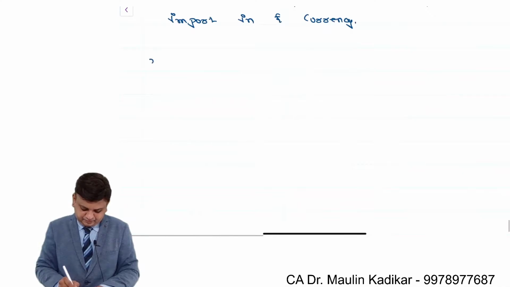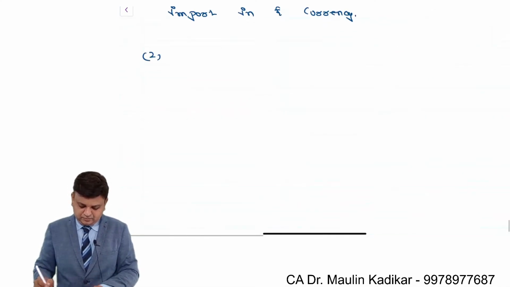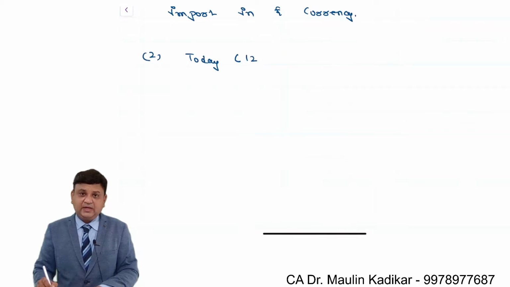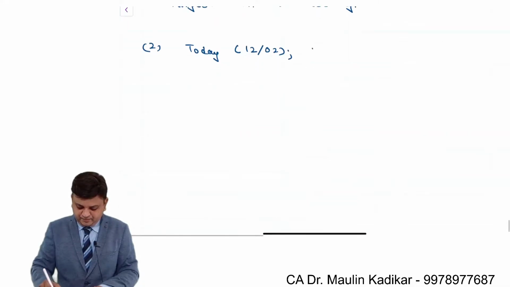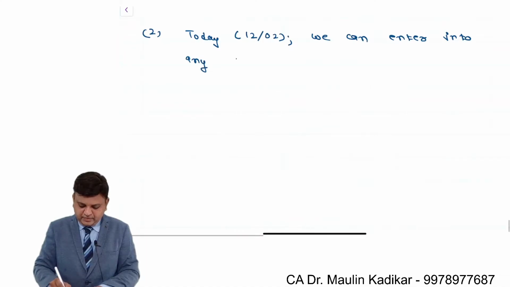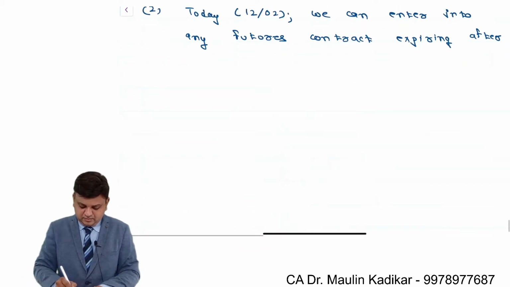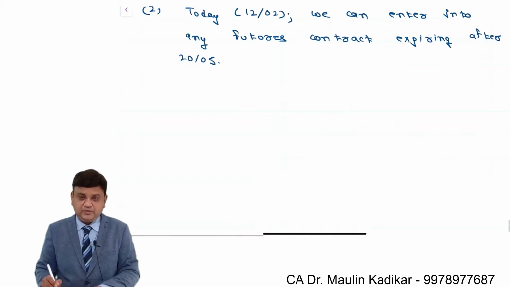Second point. Today, in bracket write down 12th of February, we can enter into any futures contract expiring after 20th of May. Full stop.